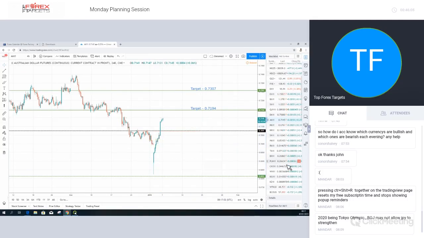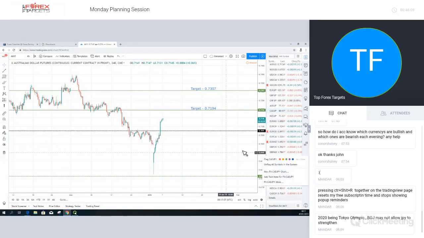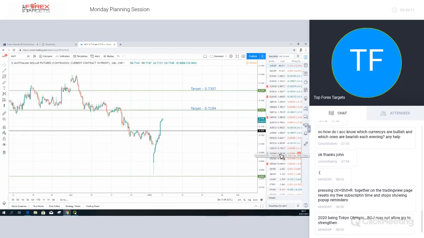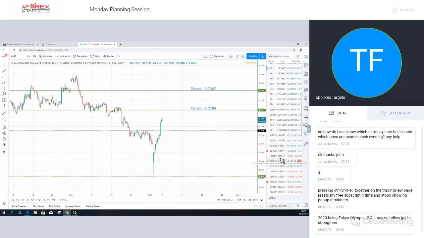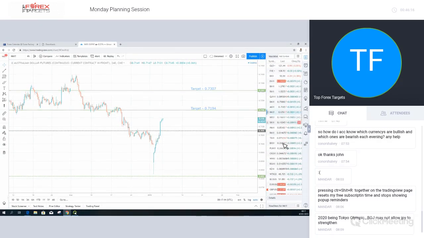Okay. Generally speaking, we'll come back and see which ones I've highlighted. I'm not sure there are any Aussie pairs that I've highlighted this week as the better looking ones. Okay. So Aussie, I'd be a little bit careful on.